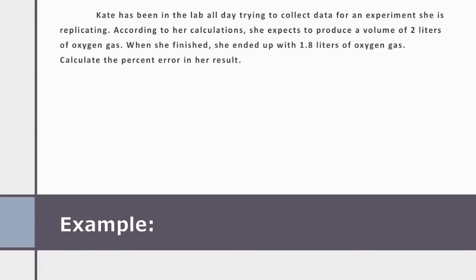So let's go ahead and do an example. Kate has been in the lab all day trying to collect data for an experiment that she's replicating. According to her calculations, she expects to produce a volume of 2 liters of oxygen gas. When she's finished, she ended up with 1.8 liters of oxygen gas. Calculate the percent error in her result.